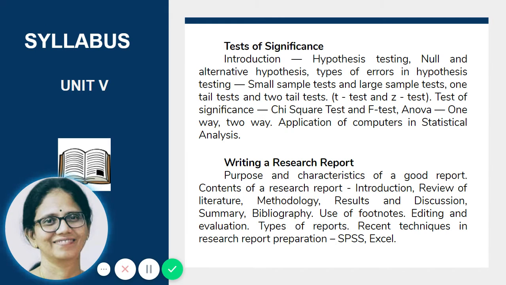In Unit 5, tests of significance such as hypothesis testing and sample testing, chi-square test, one-way, two-way ANOVA, etc., and the application of computers in statistical analysis will be explained. And finally, how to write a research report will also be explained in detail with samples.